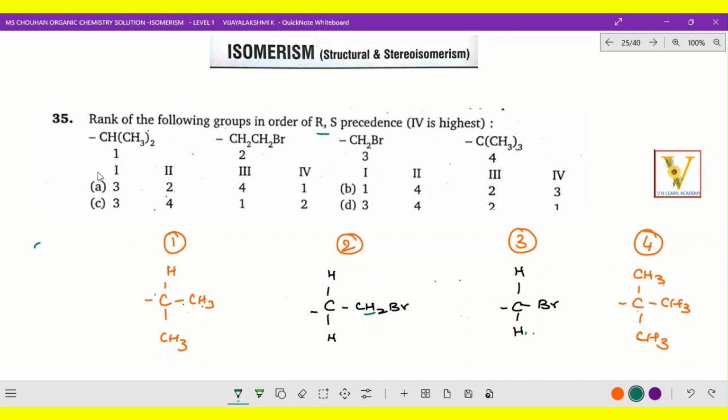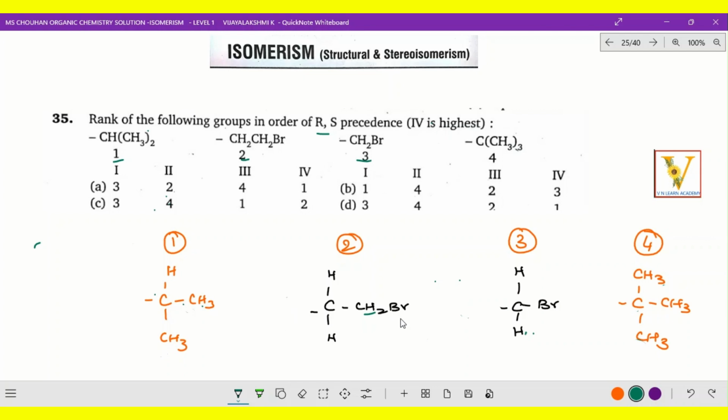They have given the first compound, second compound, third compound and fourth compound. First compound CH3 CH2 twice, second compound CH2 CH2Br, third compound CH2Br, and fourth compound a tertiary carbon like C(CH3) thrice. Now whom will you give the priority according to RS configuration? In RS configuration, higher atomic number gets priority one, lower atomic number gets priority four. So in this, whom will you give the higher priority?